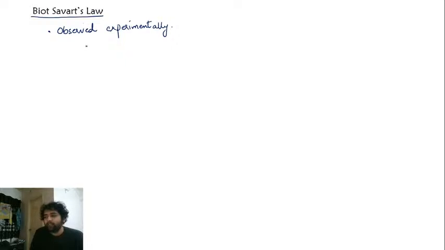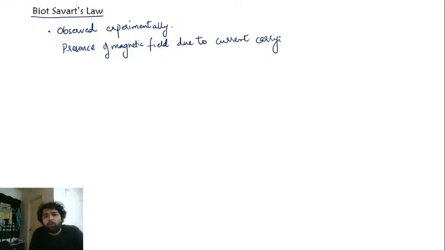It said that we are observing magnetic field. It observed the presence of magnetic field due to current carrying wire. So this was what they majorly experimented on, the presence of magnetic field due to a current carrying wire. Understood?